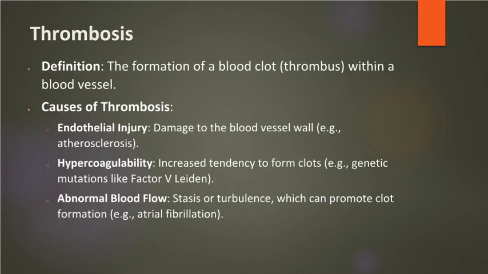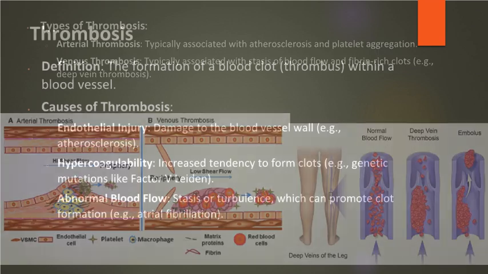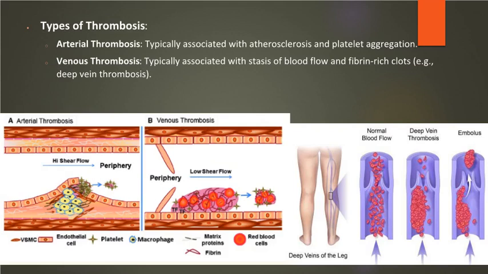Thrombosis is the formation of clots within vessels, a process governed by Virchow's triad: endothelial injury, often from atherosclerosis; hypercoagulability, which may be inherited, e.g., factor V Leiden, or acquired; abnormal blood flow, including stasis in atrial fibrillation or turbulence in arteries. Thrombosis can occur in arteries, where it leads to ischemia and infarction; veins, where stasis and fibrin contribute to clots, as in deep vein thrombosis, DVT.